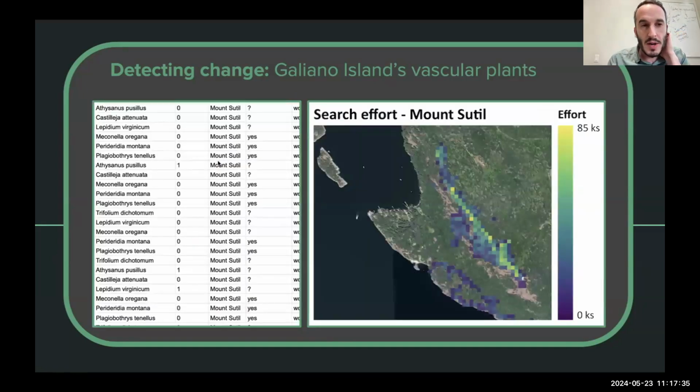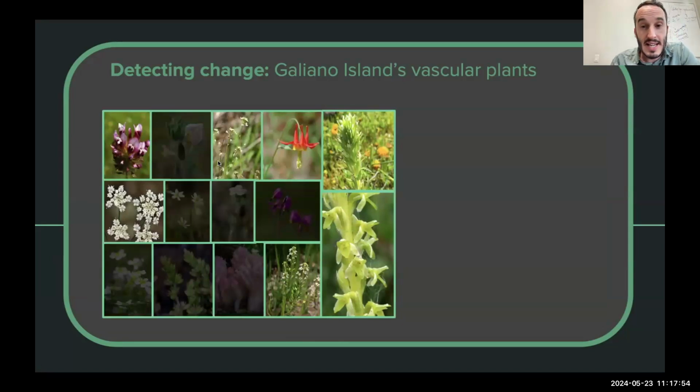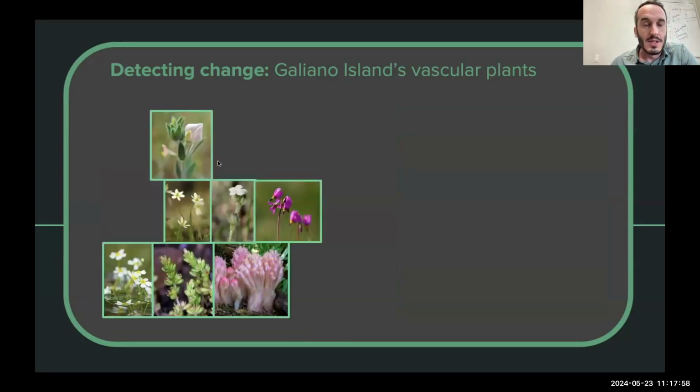Altogether, from 2020 to 2023, we logged hundreds of hours of search effort targeting these species. And here you can see an overview of search effort on Mount Sutil, which is an important site for several of these plants. And after 3 years of targeted search effort, we have been able to detect half of the species on our list. So now it remains for us to consider the probability that the remaining species have been extirpated.